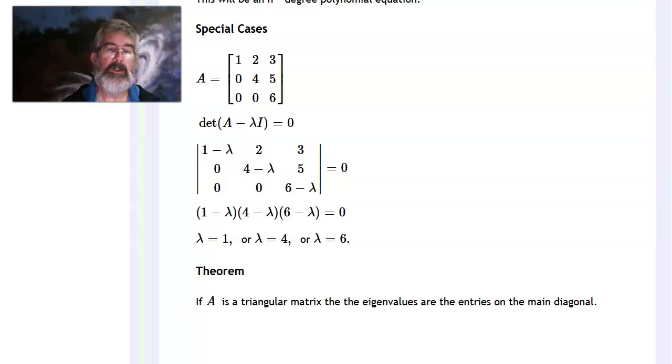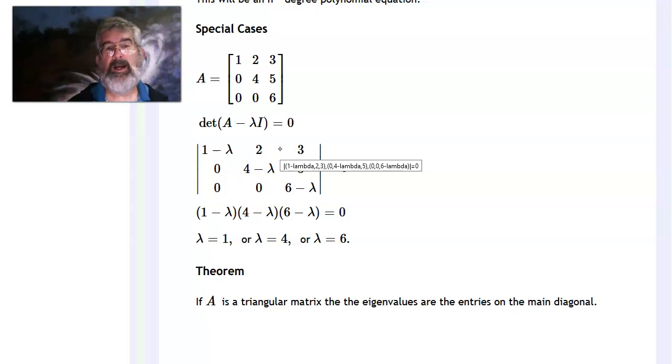Notice triangular could be lower triangular, or upper triangular, or diagonal, because diagonal is both upper and lower triangular. Okay. So there's the way we're going to calculate eigenvalues. Find the determinant of A minus lambda I, set it equal to 0, solve for lambda. Solving polynomial equations takes you back to your algebra days.